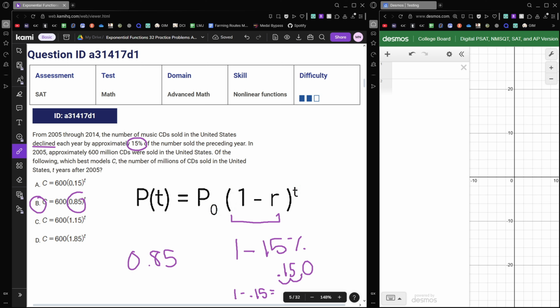Now you should also know that here, since it's exponential decay, the number inside the parentheses should obviously be smaller than 1, so it wouldn't be C or D. And then you should also know that it's always going to be 1 minus. It will never actually be the percent itself. So through that logic, you wouldn't even need to actually solve for it. You could just do process of elimination.